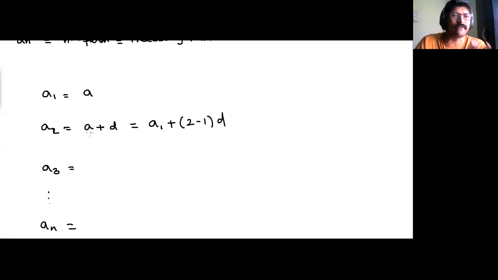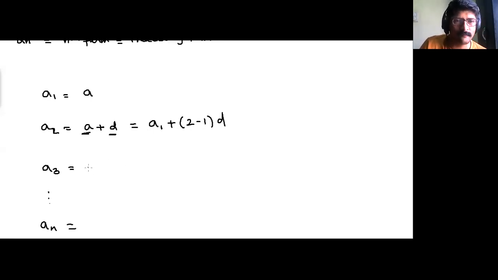Then what will be a2? A, the first term, plus the common difference, isn't it? What will be a3? A3 would be, so you can say this as a1 plus, this is the second term, isn't it? So you can also say 2 minus 1 into d, isn't it? It's just a different way of writing. A is the first term and d the common difference. If we add that, you're going to get the second term. It can be written as the first term plus, if we do 2 minus 1, we get 1d, isn't it? It's just a different way of writing.